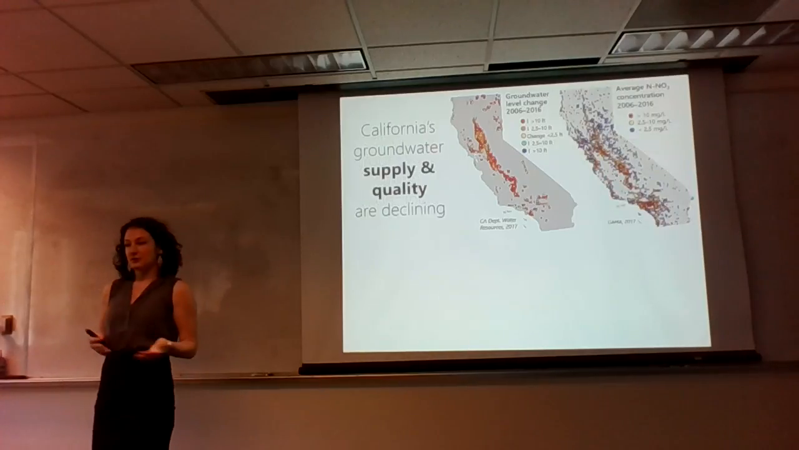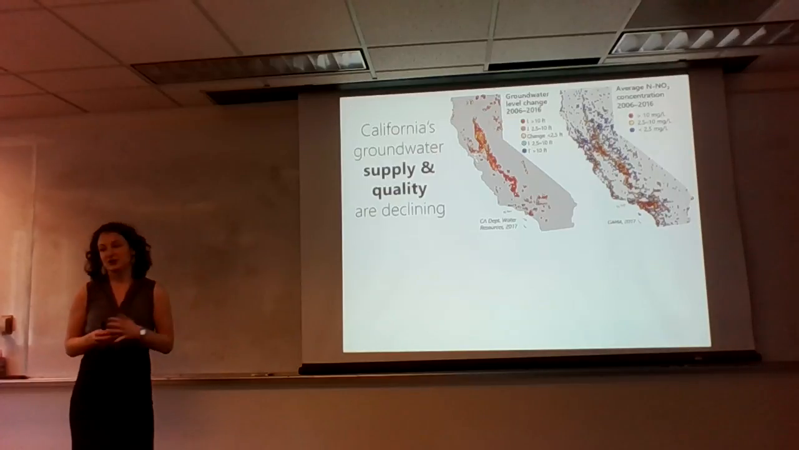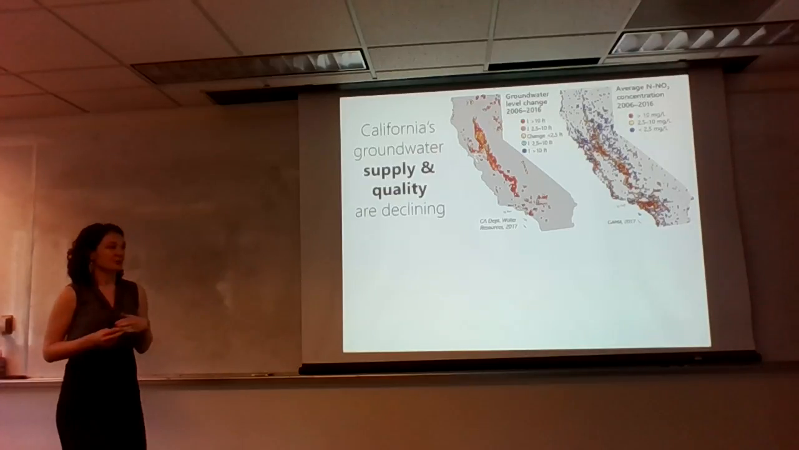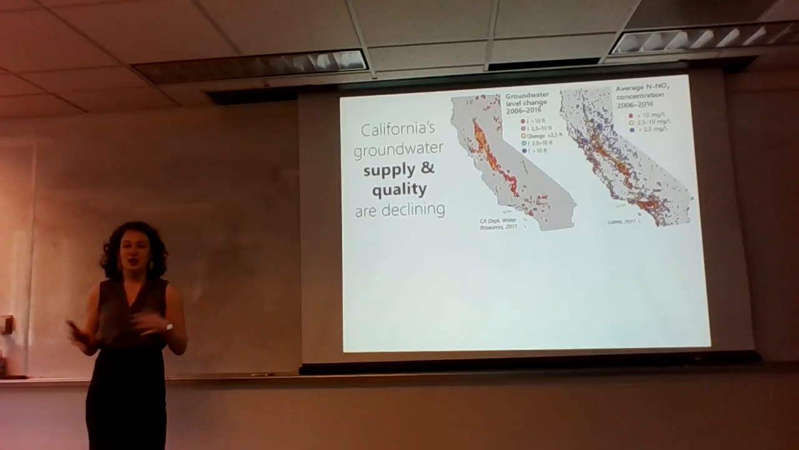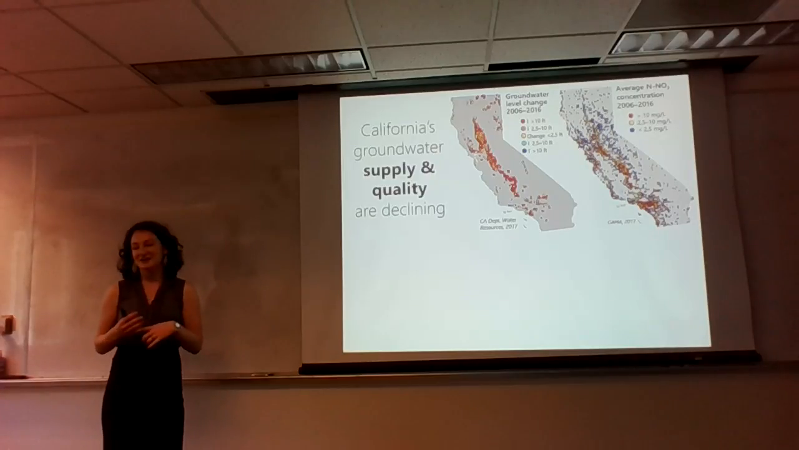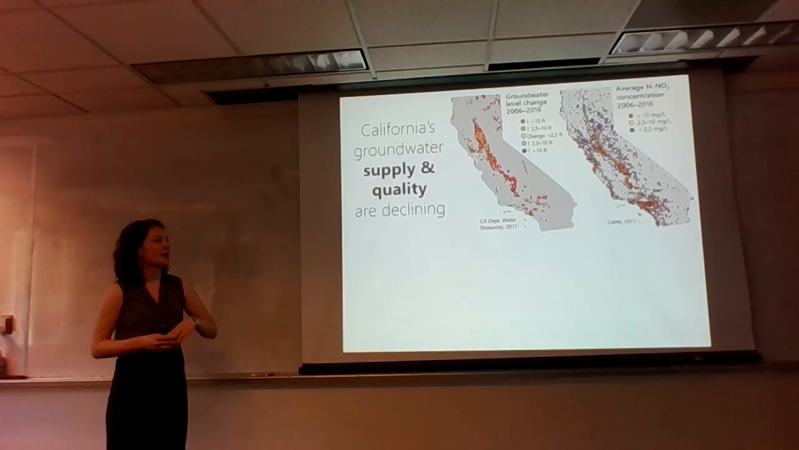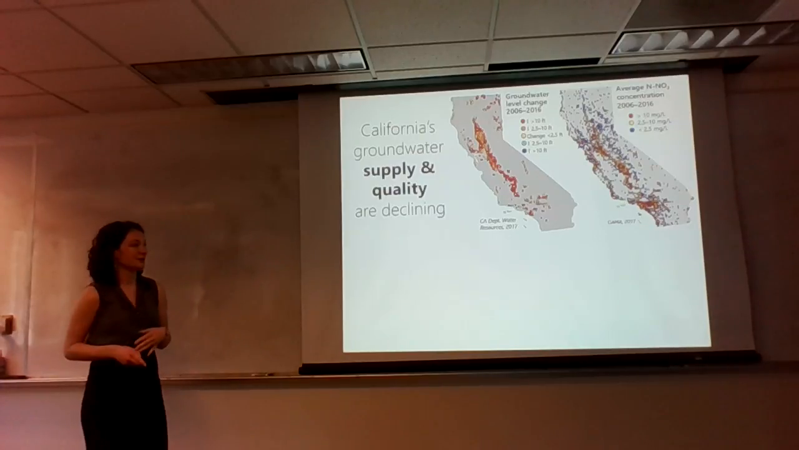Groundwater quality is also a growing concern in California. This figure shows average nitrate concentrations in groundwater over that same 10-year period. And in California and many parts of the world, nitrate is the most pervasive groundwater contaminant. It can have adverse impacts on human health and aquatic ecosystems. And for this presentation, I'll focus on nitrate as an indicator of groundwater quality.